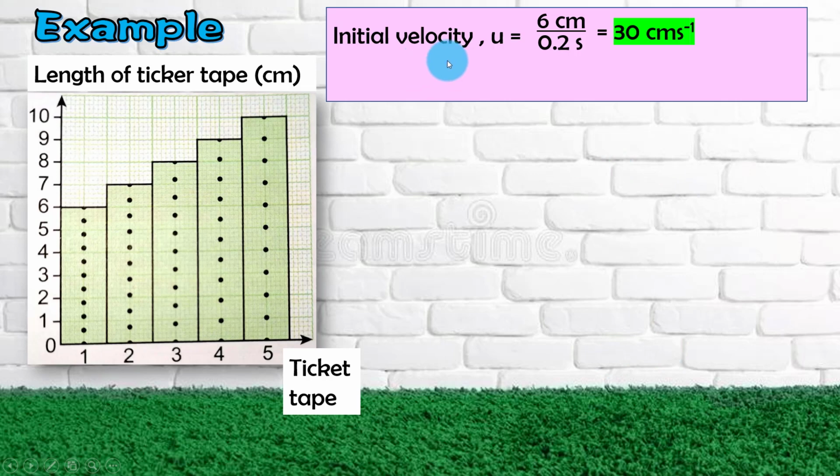Okay, initial velocity is how much? We look at the first bar. Okay, there's 6 cm. Time taken is how long? This one is 10 ticks, is it? So the time taken is 0.2 second. So after you do the calculation, there's 30 cm s^-1.